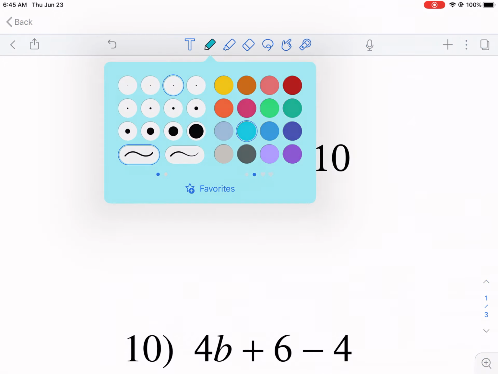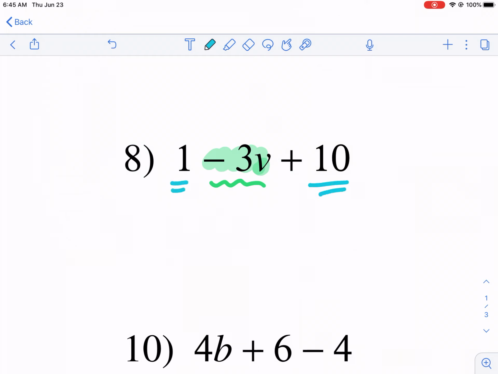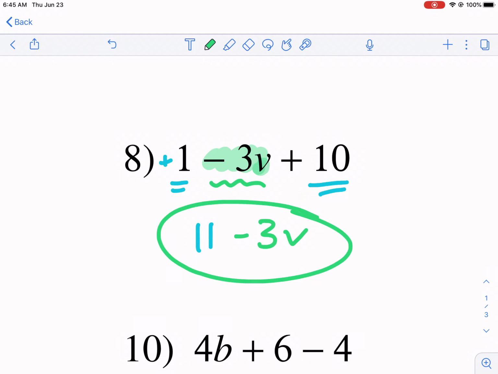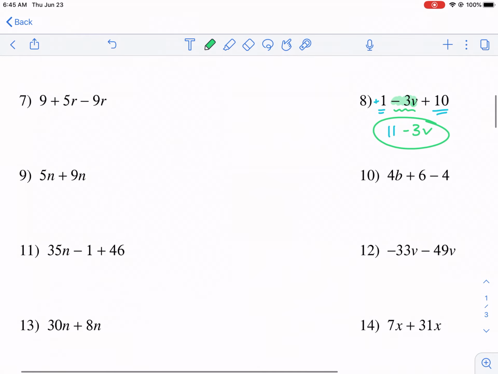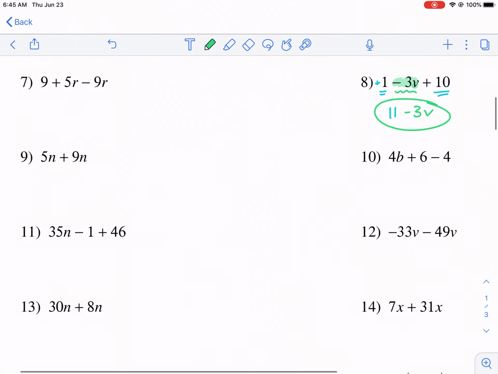And then for our numbers, we have 1 and 10. That's a positive 1 and a positive 10, so that's going to give me 11. And then minus 3v, there are no other variables there, so I'm going to keep it as minus 3v. And that's it. There's nothing else to combine, so that's my final answer. It's as simple as that for all of these questions. Let's see if there's a couple more.